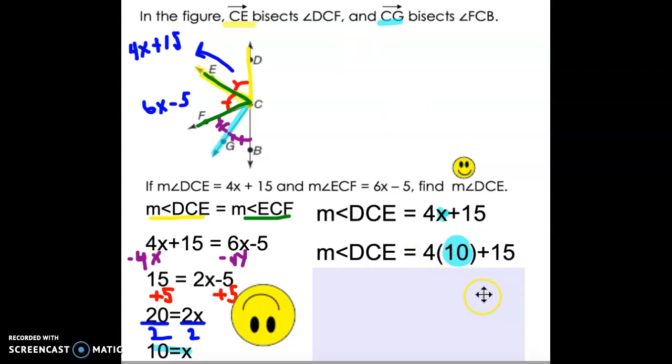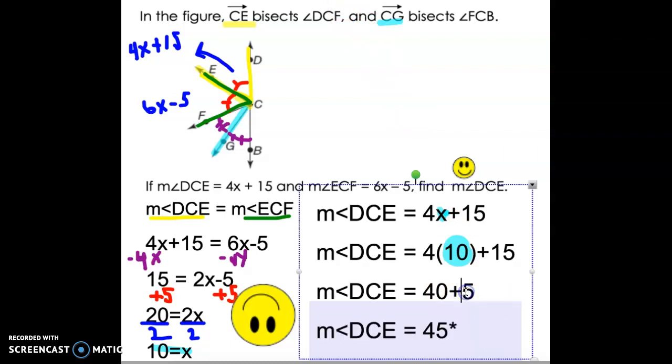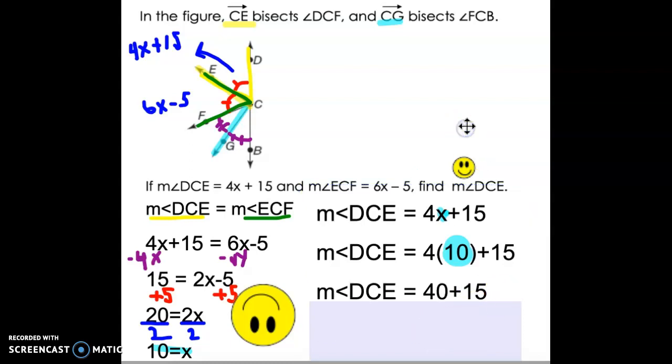Now we want to go through and evaluate. So the measure of angle DCE is equal to 4 times 10, which is 40, plus our 15 here. And then that would tell us the measure of angle DCE is 55 degrees, because 40 plus 15 is 55.